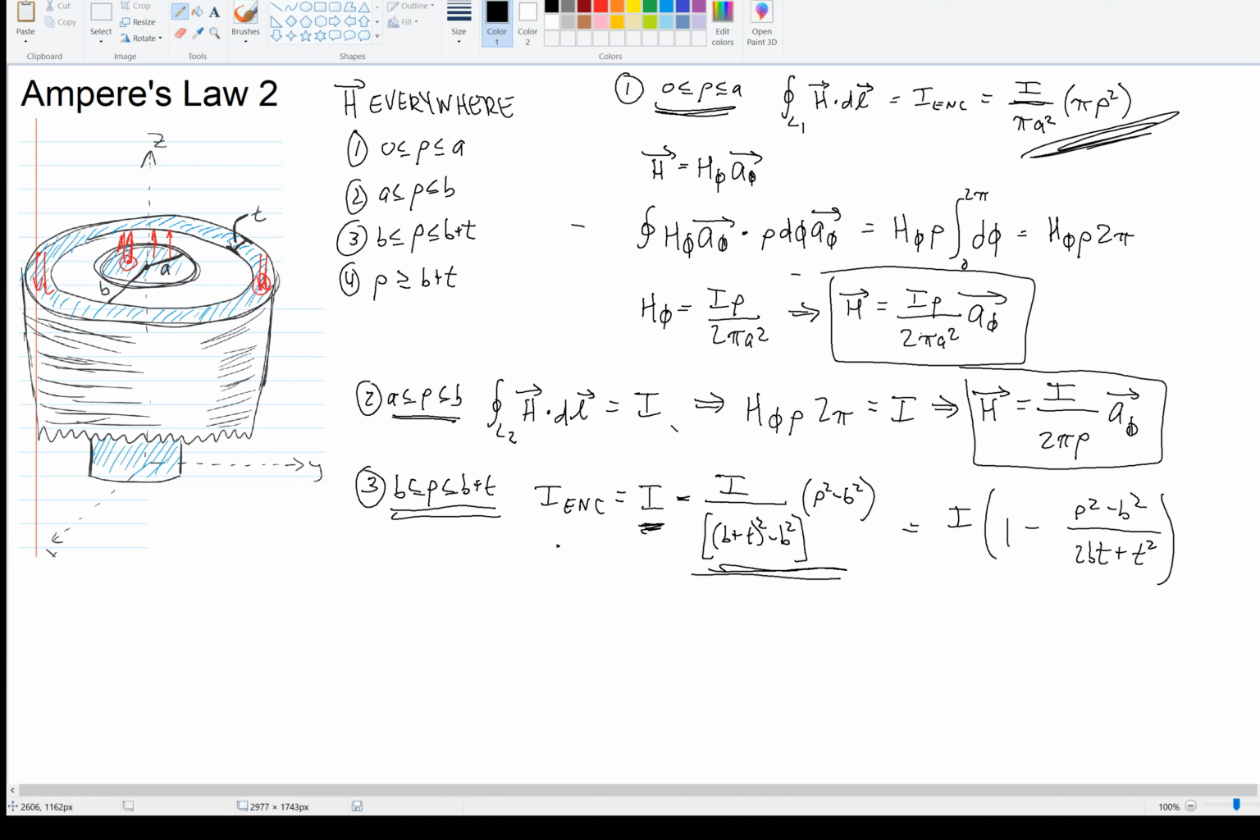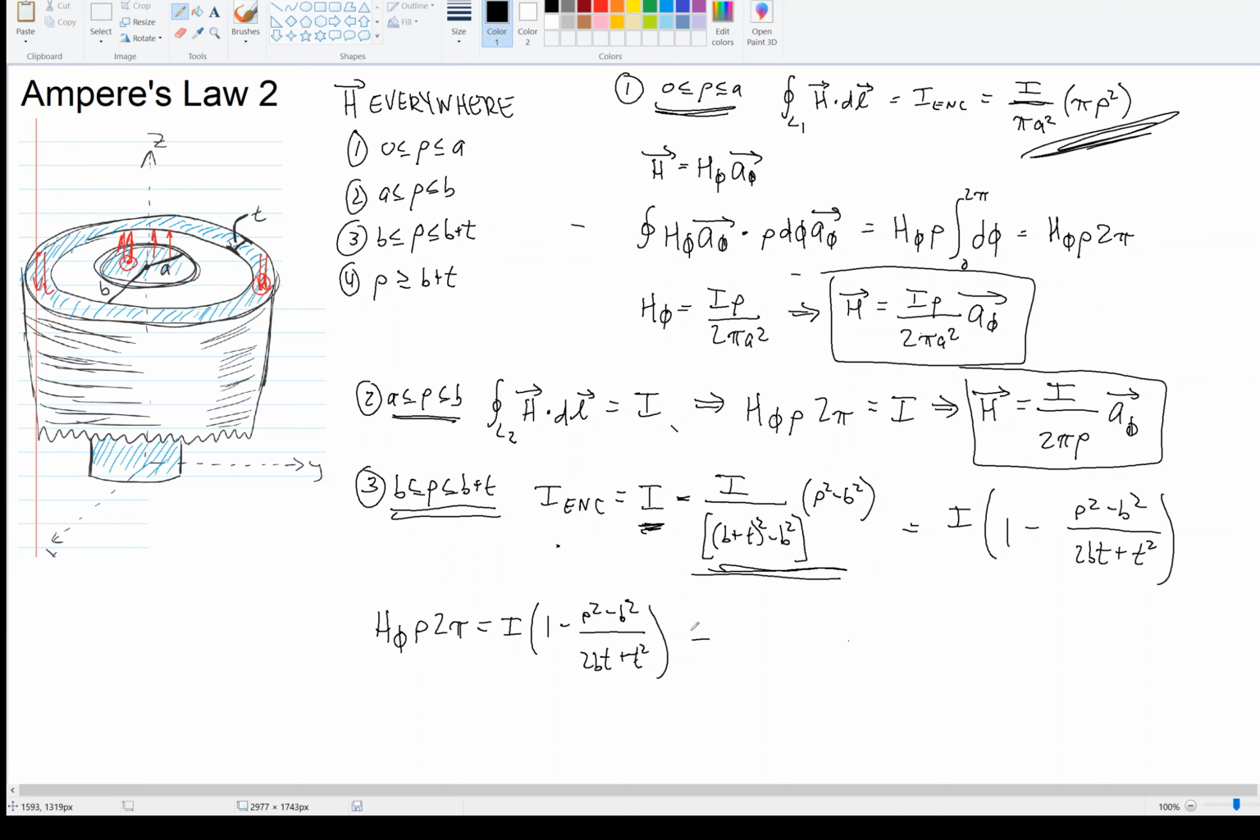And then again, similar to the previous regions, we can make the argument that H only has a phi component, and that it's constant over our Amperian path. And so H phi can come out of the integral, rho will also come out of the integral, and when we integrate we pick up a 2 pi, and so this is going to be equal to I times 1 minus (rho squared minus b squared) over (2bt plus t squared), like that.